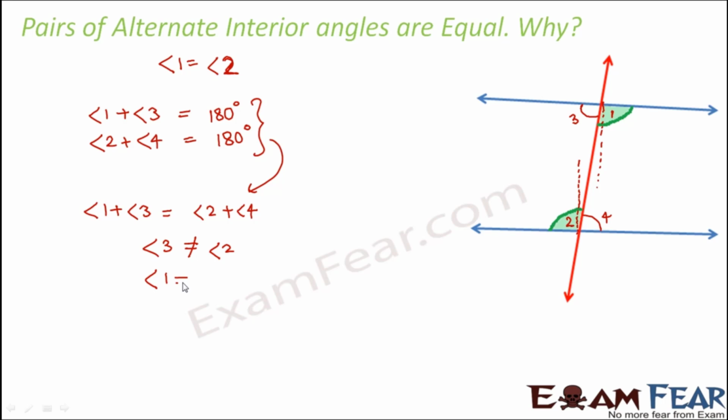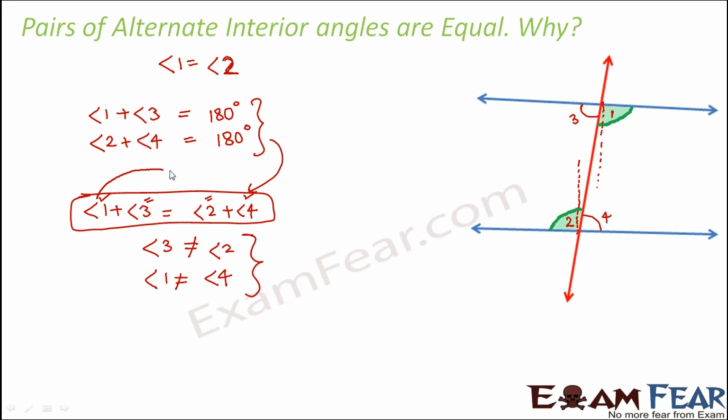Similarly, angle 1 and angle 4 will never be equal, because in both of these cases, if one angle is acute, the other angle is obtuse. So they can never be equal. So in this relationship, angle 3 and angle 2 will never be equal. Similarly, angle 1 and angle 4 will never be equal. So the other possibility that is left is that angle 1 can be equal to angle 2. Similarly, angle 3 can be equal to angle 4.